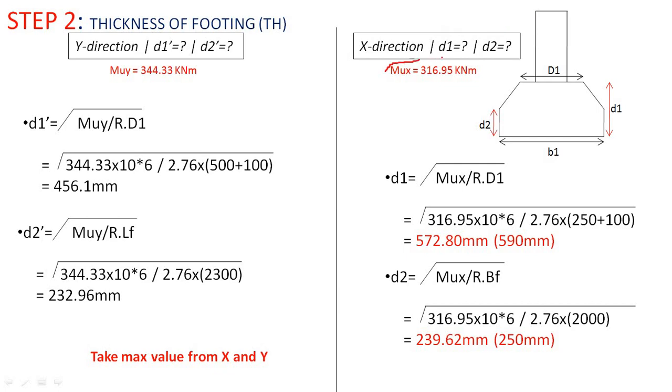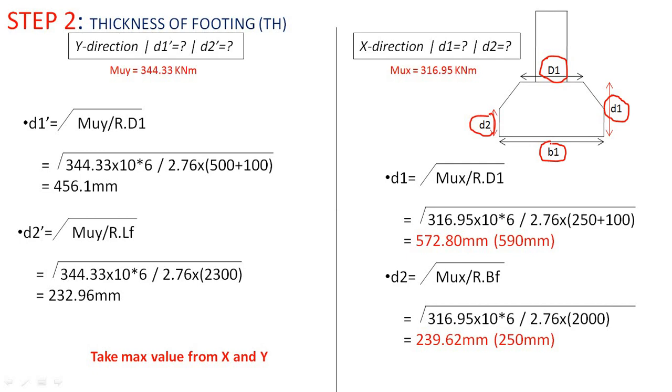In the previous slide we have already calculated the value of mu(x) as well as mu(y). So we will take the value of mu(x) from the previous slide as 316.95 kilonewton meter. We will use it in the calculation. We first have to plot this kind of figure, which shows the d1 distance over here, which you can clearly see, and the distance d2 over here. We have to find these two things, d1 and d2. This will be identified as capital D1, and this will be the small b1.